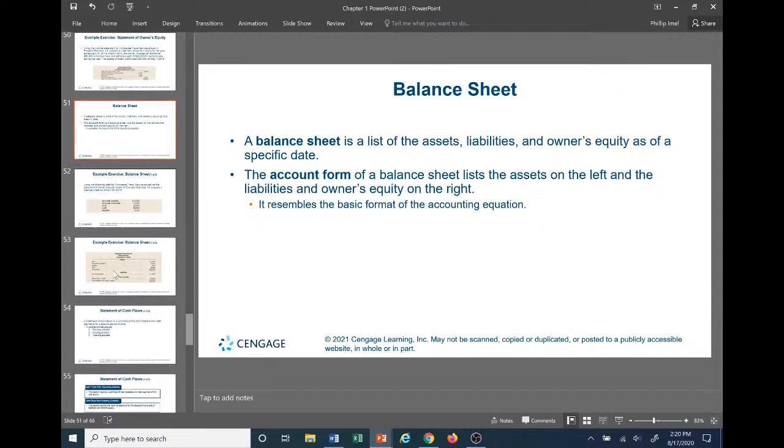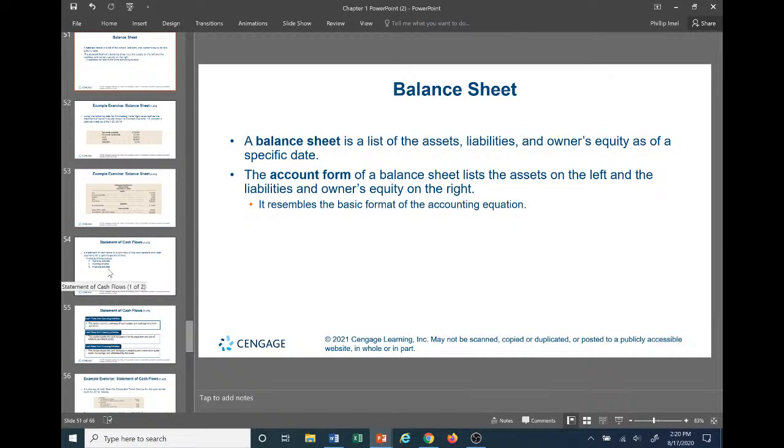Okay, now let's talk about the balance sheet. A balance sheet is a list of the assets, liabilities, and owner's equity as of a specific date. Recall, the balance sheet is going to have the whole accounting equation on it. Like I said, once again, that's the cornerstone of all the statements. But recall, it's like a picture, like a photograph. It's only for a specific date, a single point in time. Anything that happened after that point in time, any transaction after that, the balance sheet is no longer relevant because it's changed.